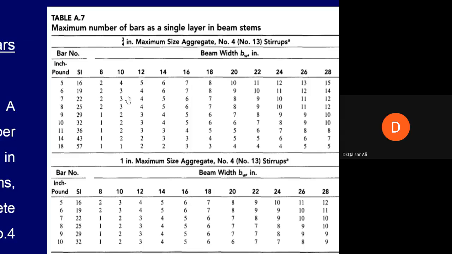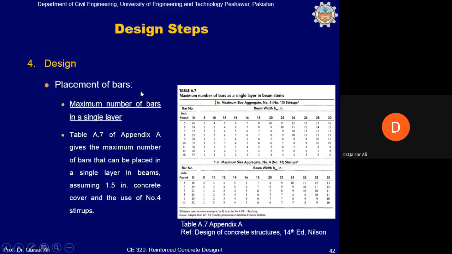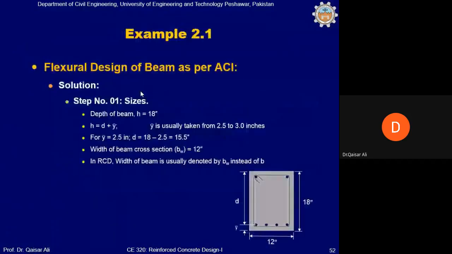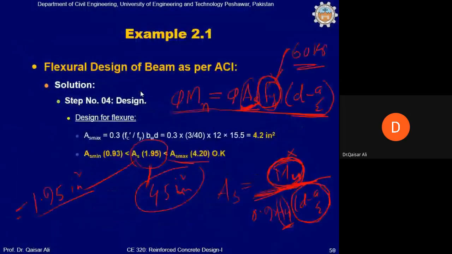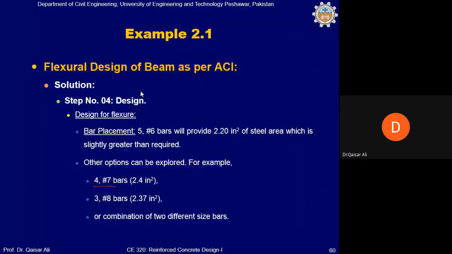Which means that 4 bars can be placed in one layer, and one bar is remaining, which may be placed in another layer. But according to the ACI code, 1 bar cannot be placed in another layer. So we will place 3 bars in one layer and 2 bars in another layer. This kind of adjustment we will have to do in the final placement of bars. This becomes very difficult for a beginner. For a learner like you, it will be a challenge to place the number of bars, but slowly and gradually you will learn these things.